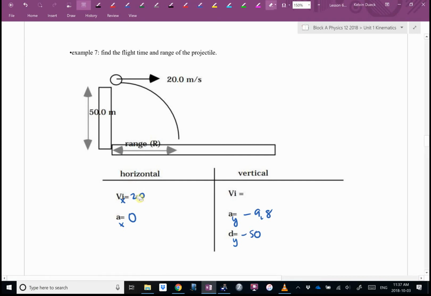How many pieces of information do I know in the horizontal column right now? How many pieces of information do I know in the vertical column right now? Not enough. I need 3 to find the fourth. And you're going to find your strategy is going to be, I need to find that third thing. There is one more thing that I know. I know the initial vertical velocity. Right when I leave the cliff for a split second, what's Vy initial? Because I haven't started falling yet.